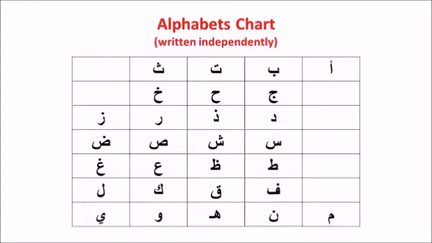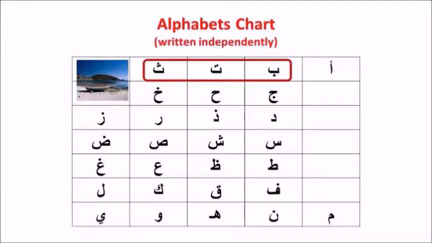Something you may notice in this chart is that there are some letters that share the same body shape, but they differ in the number, place, and absence or presence of dots. Let us see some examples. These three letters read from right to left. B, T, Th have the same body shape that looks like a boat. They differ in the number and place of dots.